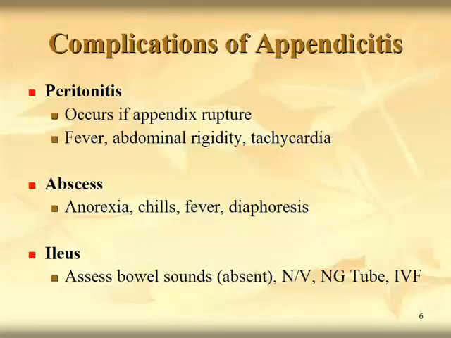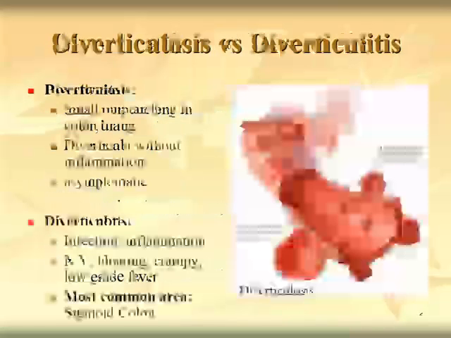The patient may also have abscess formation, and with that they may have anorexia, chills, fever, and be very diaphoretic. And the patient can have a silent bowel or ileus where the bowel sounds are absent. And in that case, the patient's going to have nausea and vomiting, need an NG tube, and need IV fluids until that patient reestablishes some bowel function.